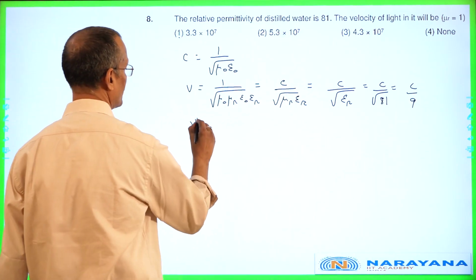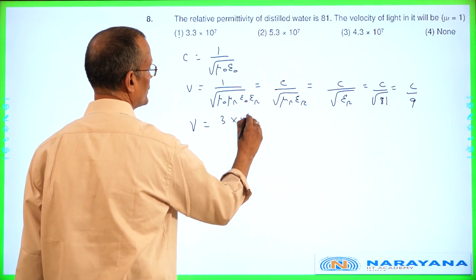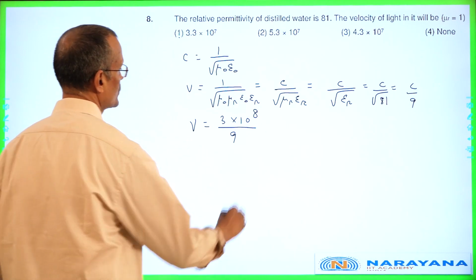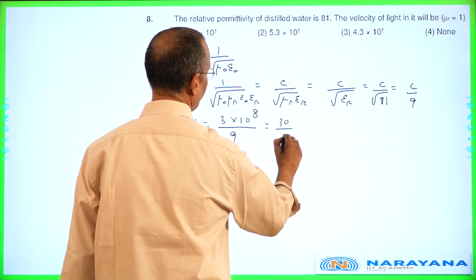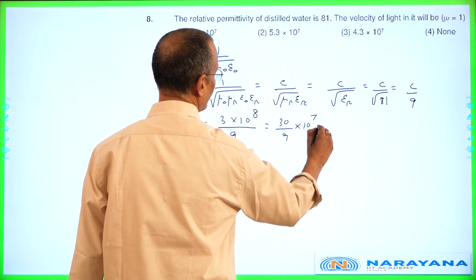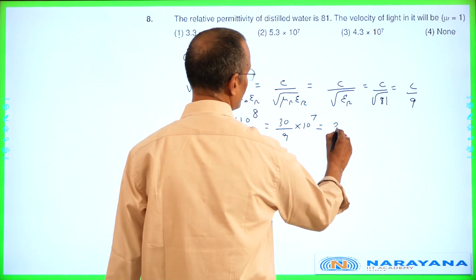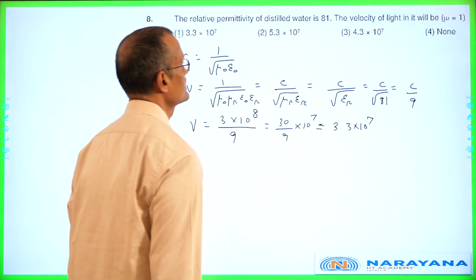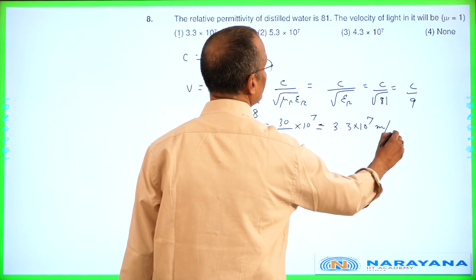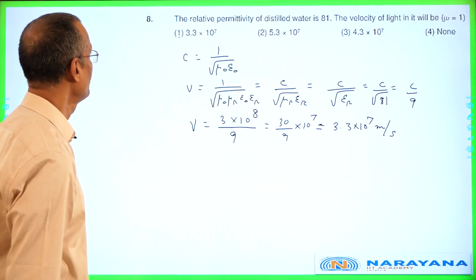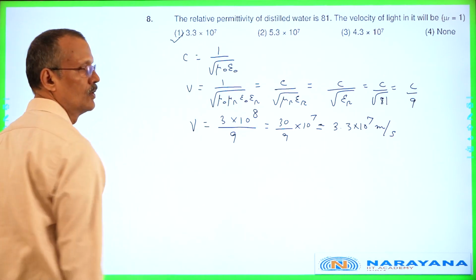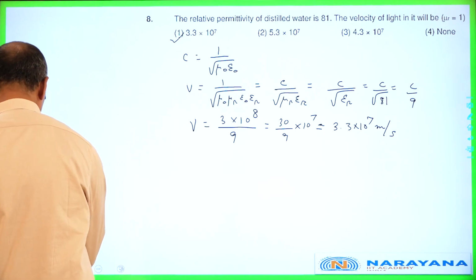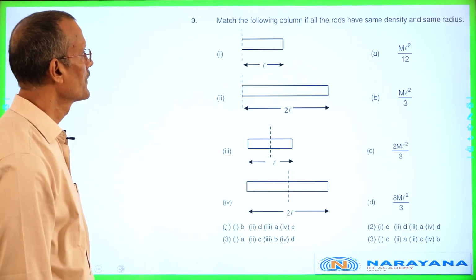So your V will be equal to 3 10 to the power 8 by 9. Am I right? So you can make it 30 by 9 10 to the power 7, which will become nearly 3.3 into 10 to the power 7 meter per second. So the answer for this question will be 1. Did you understand this? Let us move now to question number 9.